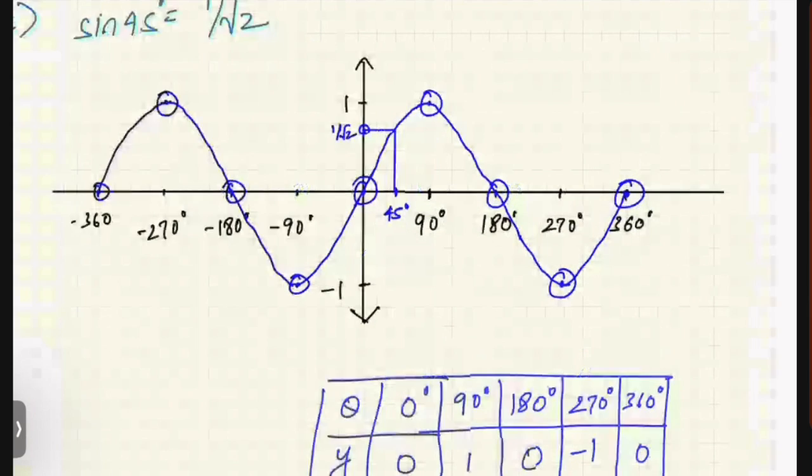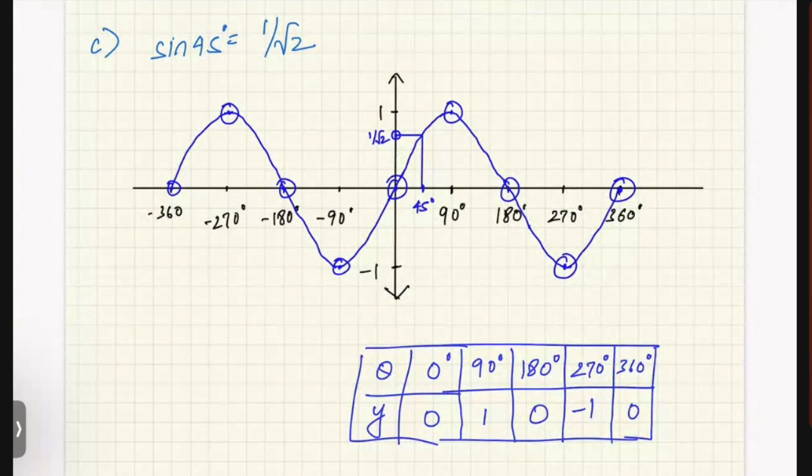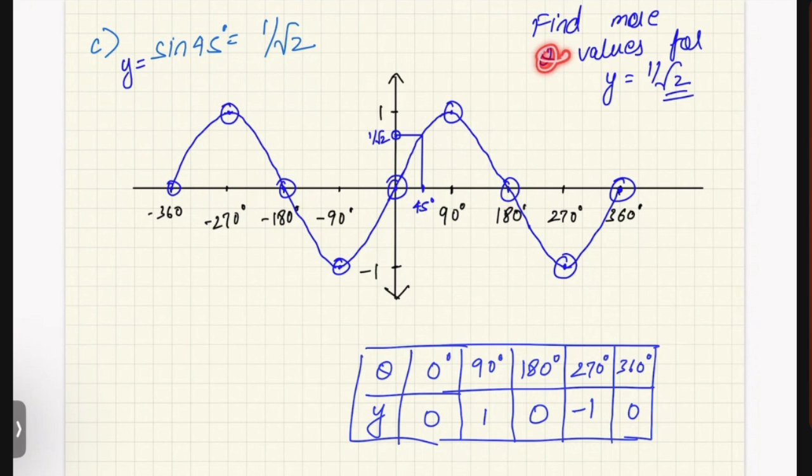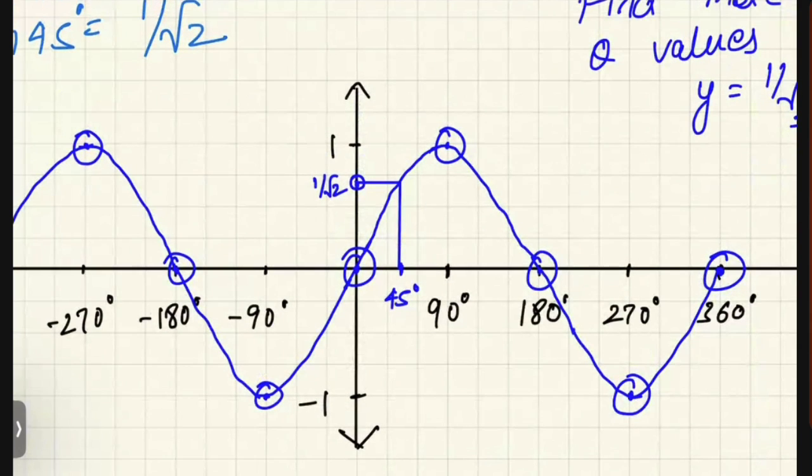Now, see, we need to find theta. We need to find more theta values, so join the other perpendicular. This is y only, technically. y equals 1 over root 2. So we need theta values. Remember, first learn this concept: if you need theta, your perpendicular should end on the theta axis. So you will start from the y axis.